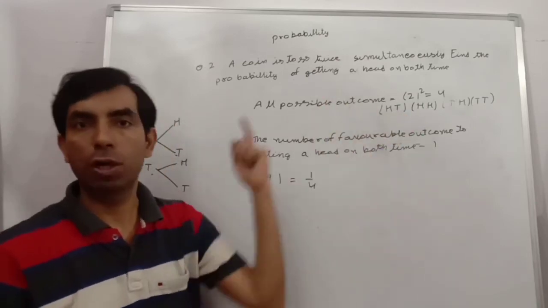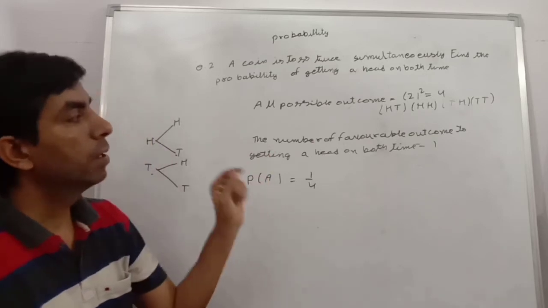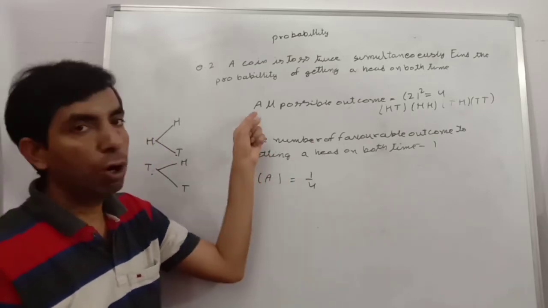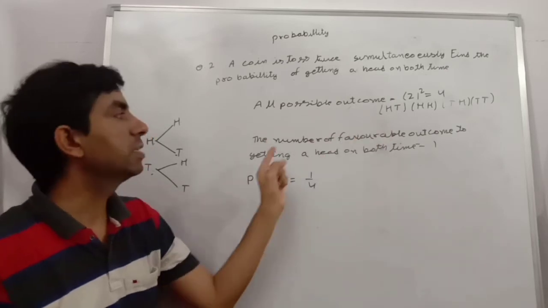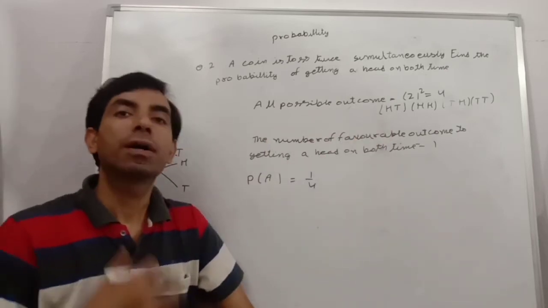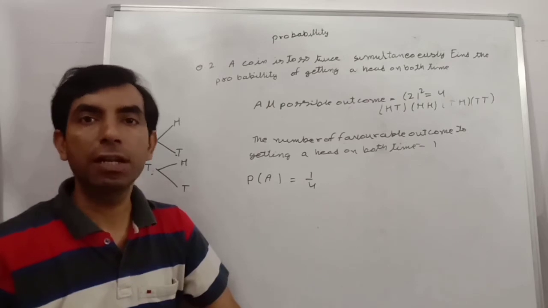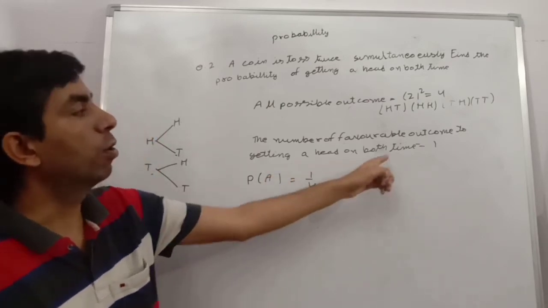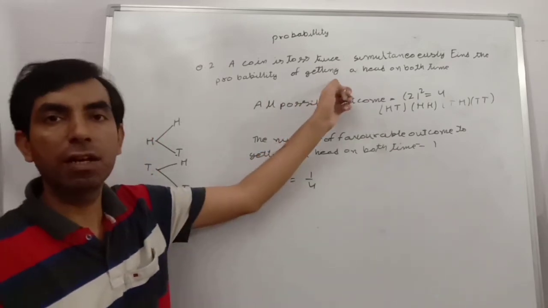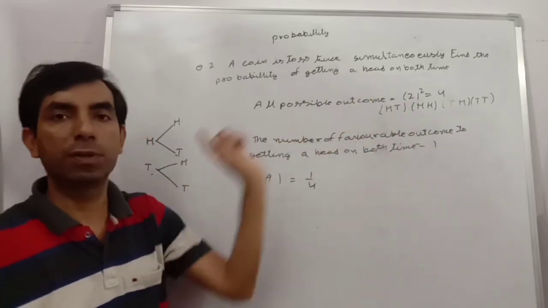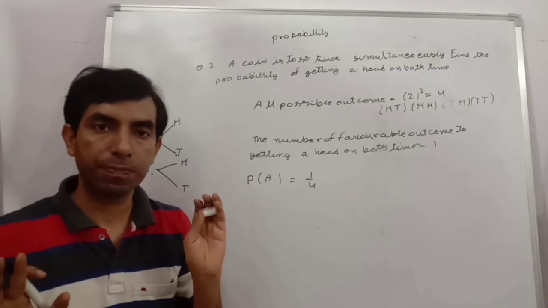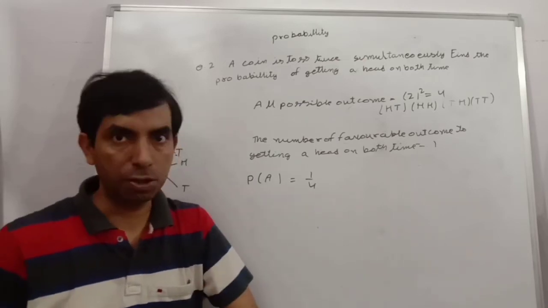By this method we have easily calculated the number of favorable outcomes. For head, only one possibility. Again I am repeating that in probability we always write first all possible outcomes. Second is the number of favorable outcomes for getting what is given in the question, getting a head both times. That is given in our question. And probability is the number of favorable outcomes upon all possible outcomes. That is easy. So let's take another question.